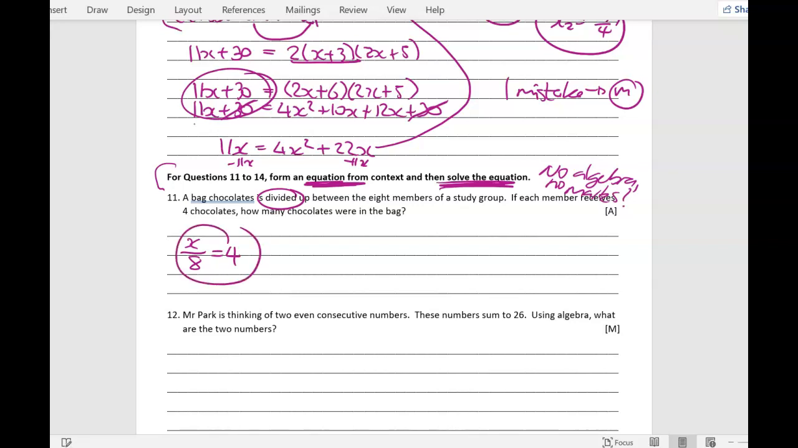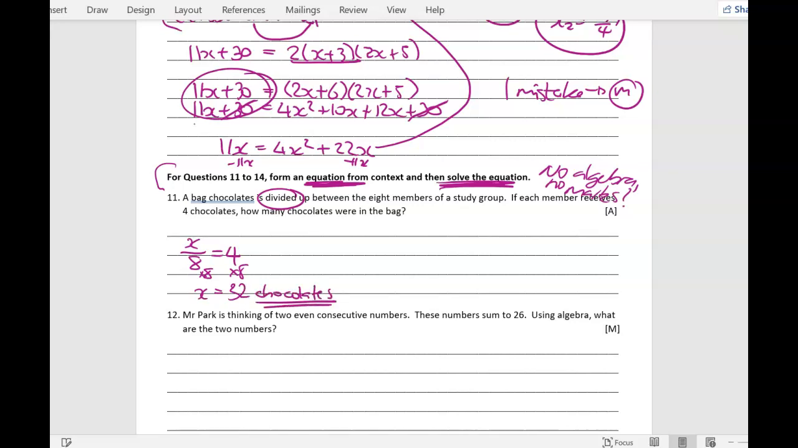So we formed our equation. This was essential to getting any marks, unless your teacher was feeling very generous when they marked it. To get rid of that divide by 8, I'm going to go times 8. I'm going to go times 8 over here as well, which means x was equal to 32 chocolates.